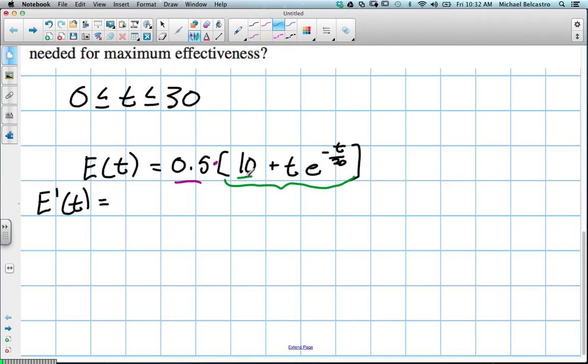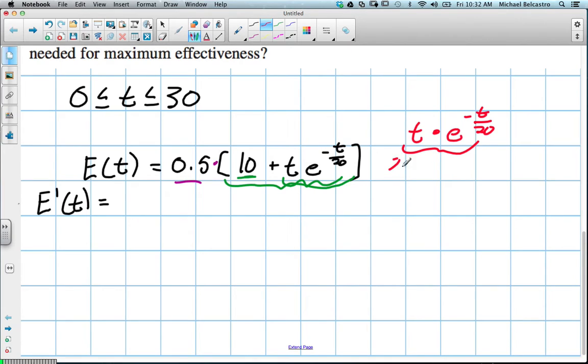Inside our brackets, the derivative of 10 is 0. So that has also been eliminated. Really, we need to focus on this part of our equation here. Let's focus specifically on that part. We have our t multiplied by e to the power of negative t over 20. So we have to remember our rules from before. This in itself is another product rule.